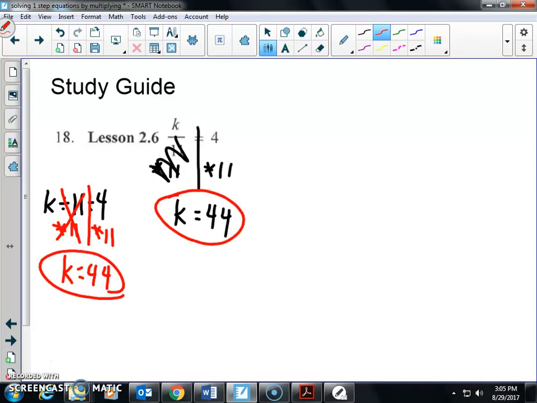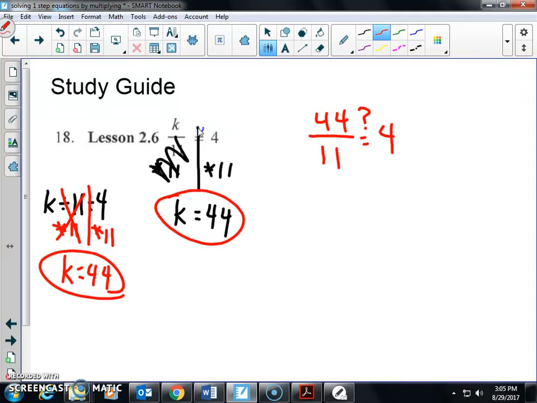But if you read the directions in your study guide, you were supposed to prove it using substitution. So I'm going to rewrite the problem real quick. Here's my fraction bar. There was a k on top. I think k is 44. 11 in the denominator's place. I wonder if that'll equal 4.